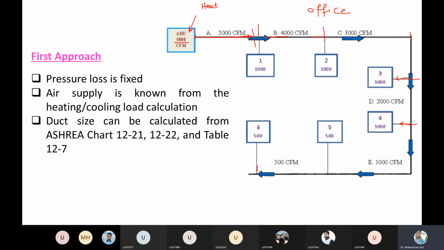The first approach is that you fix the pressure loss. Based on what should my delta PF be? What do you think? Any idea? I have to take a constant one. I will assume that delta PF remains constant throughout. So what value can I assume? It depends on my application. What is the application? The application is an office building.